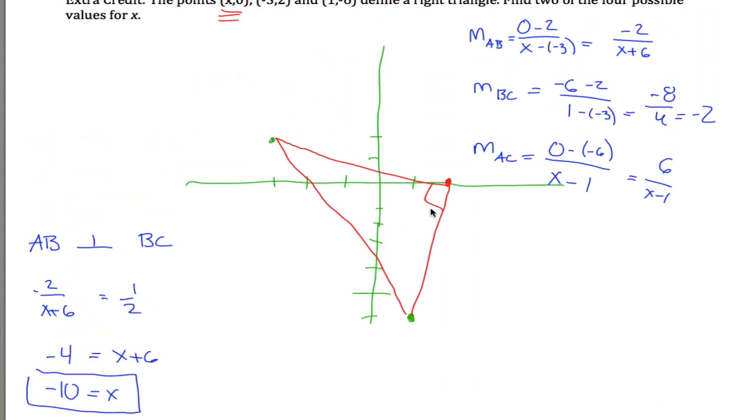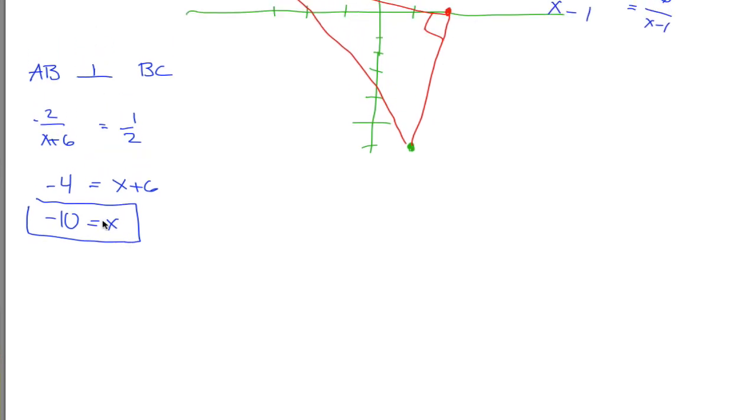What that's saying is that if I put a dot way out here at -10, somewhere out here, then I would create a right triangle. You can kind of see it there. It looks something like this, of a right triangle. Okay, there's one of the answers. What about if AB was perpendicular to AC?